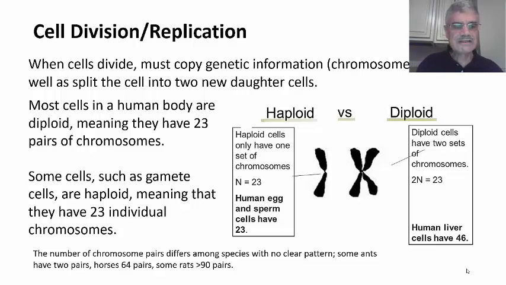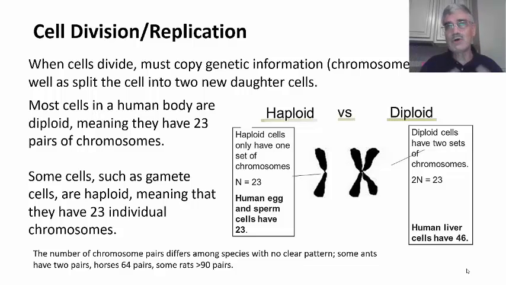Now, before going to the next slide, you might wonder about 23 pairs of chromosomes. We're going to talk about genetics in the next chapter, but we have our chromosomes come in pairs because one chromosome will come from the father and one will come from the mother, and they each have genes. Some genes are dominant, some are recessive, so we'll get into that.